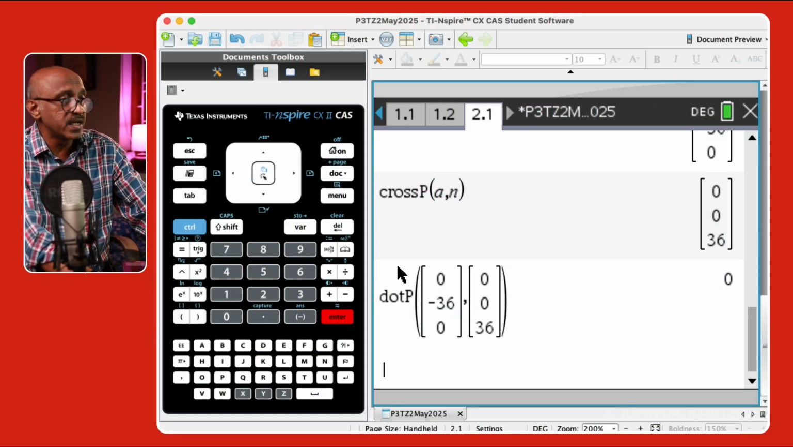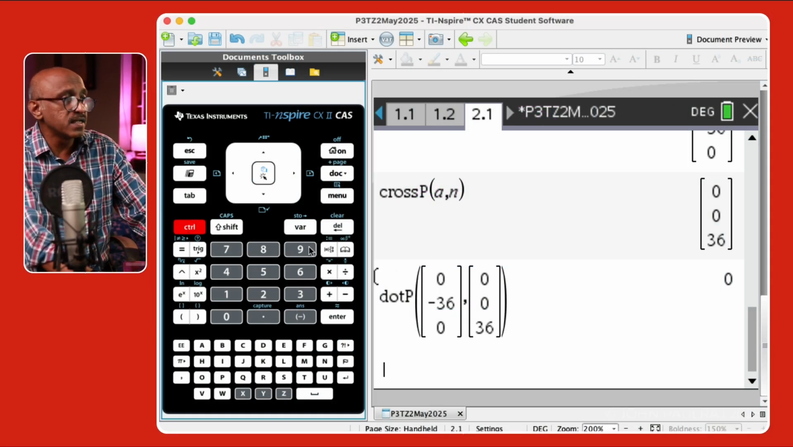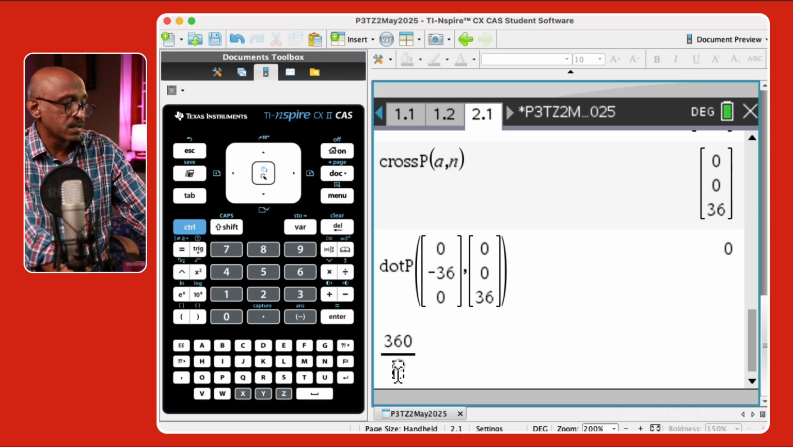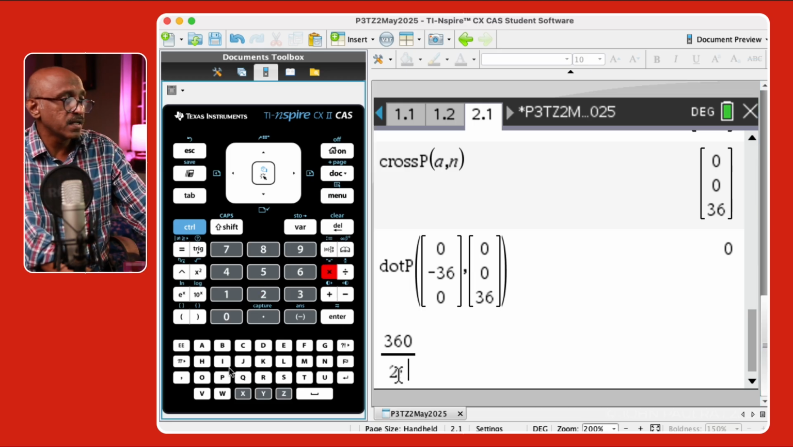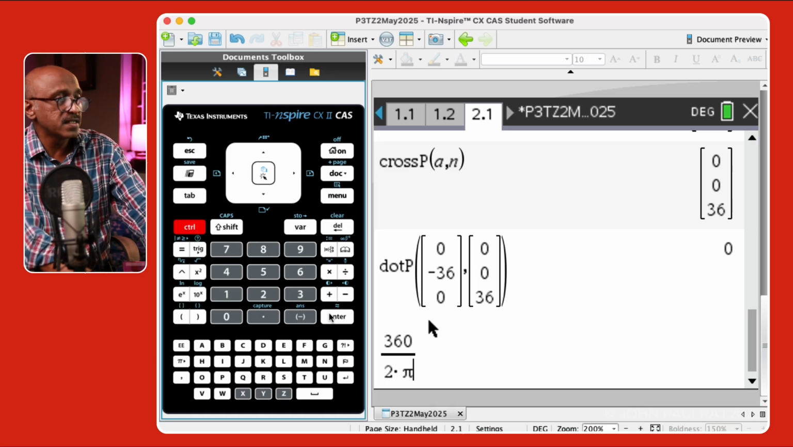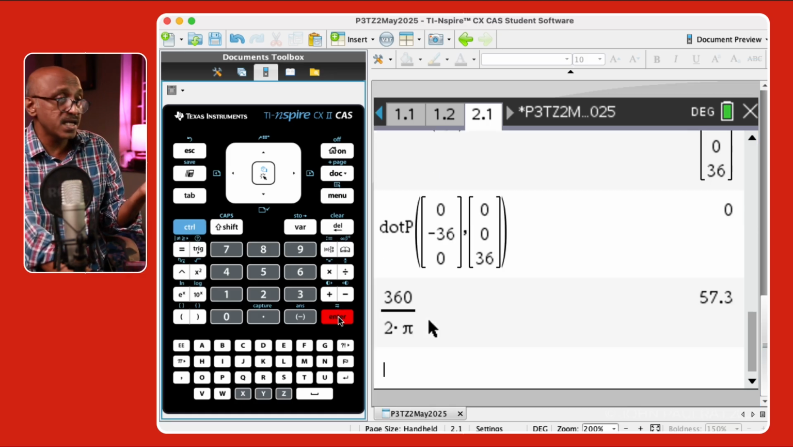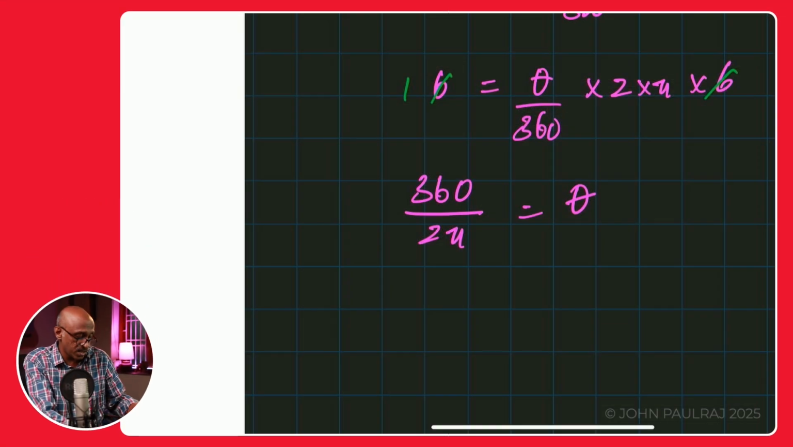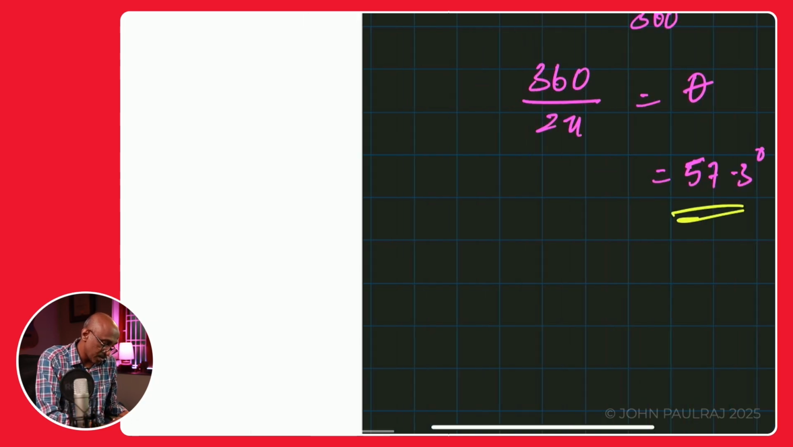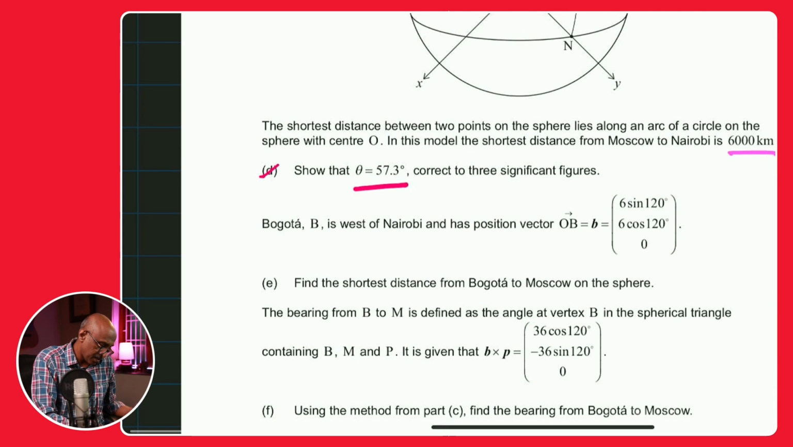360 over 2 pi. What are we going to get? I'll bring this down here. 360 over 2 times pi. What am I going to get if I hit enter? I'm going to get 57.3, exactly what they wanted, right? So this is the same thing as 57.3 degrees. I think that's the value they had said to show. We've done that bit. Now, what's the next one?